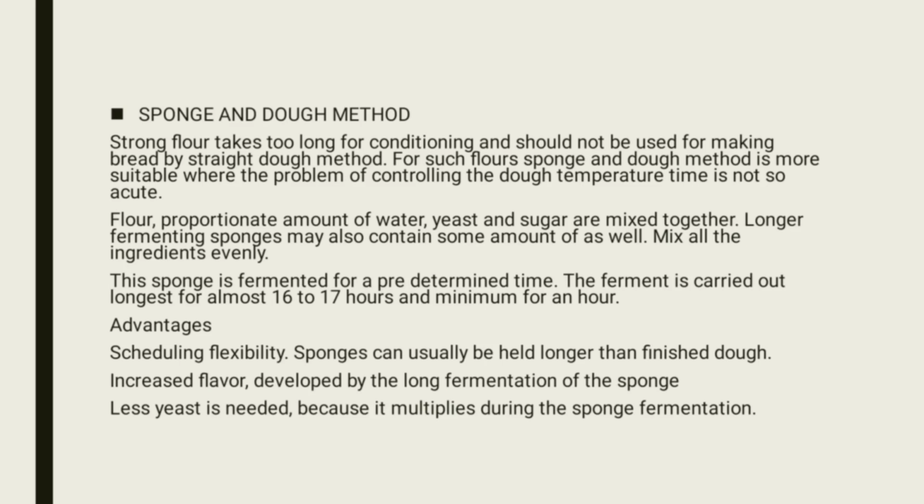Flour that takes too long for conditioning should not be used for making bread by straight dough method. For such flour, sponge and dough method is more suitable, where a proportionate amount of flour, water, yeast and sugar are mixed together. Longer fermenting sponges may also contain some amount of salt as well as mix all ingredients evenly. The sponge is fermented for a predetermined time. The ferment is carried out longest for almost 16 to 17 hours and minimum for an hour.